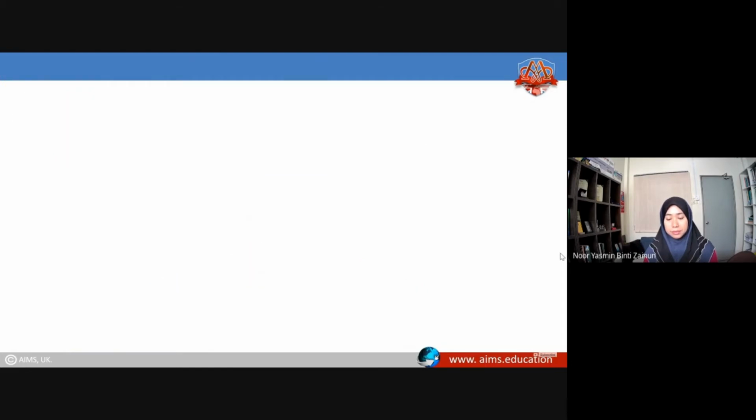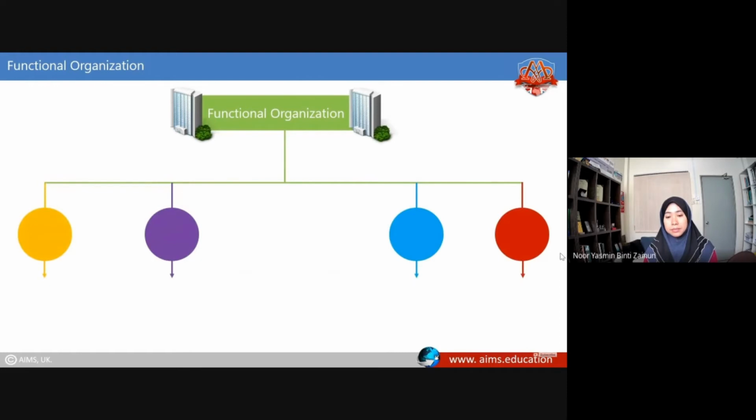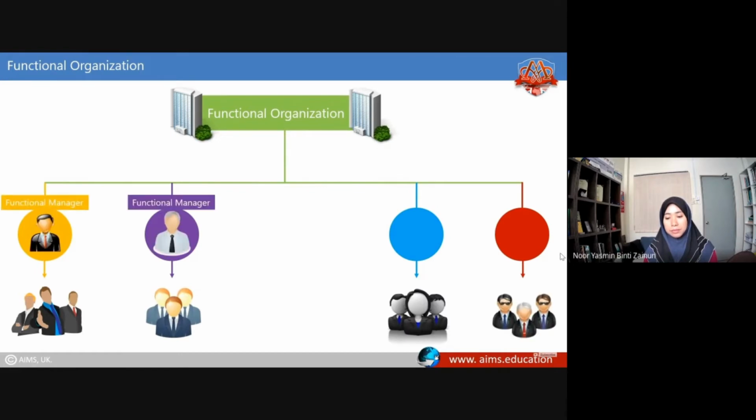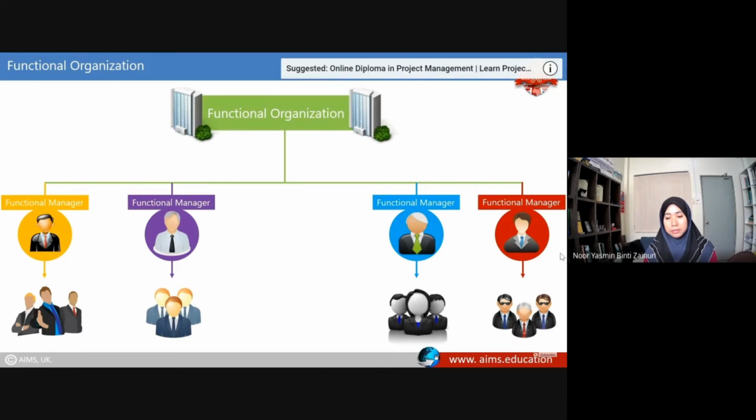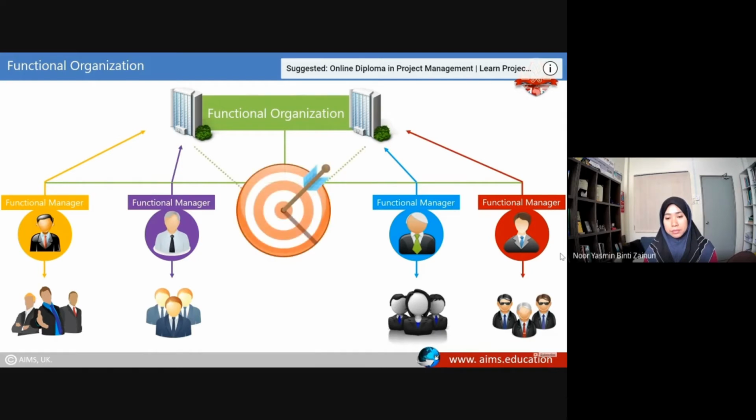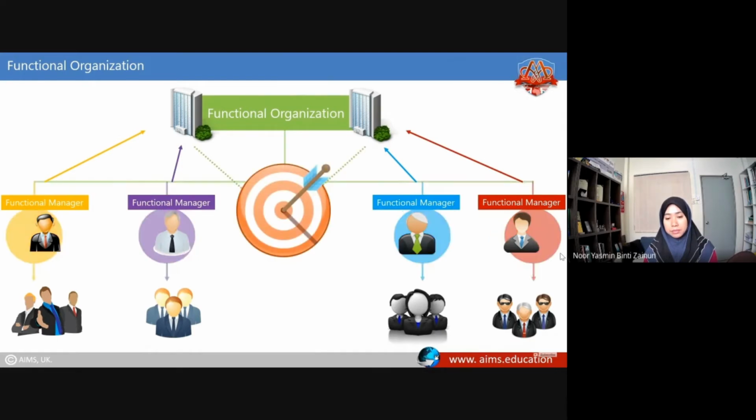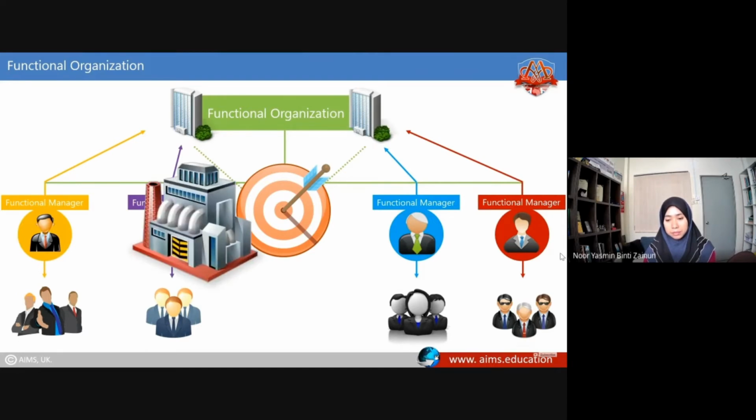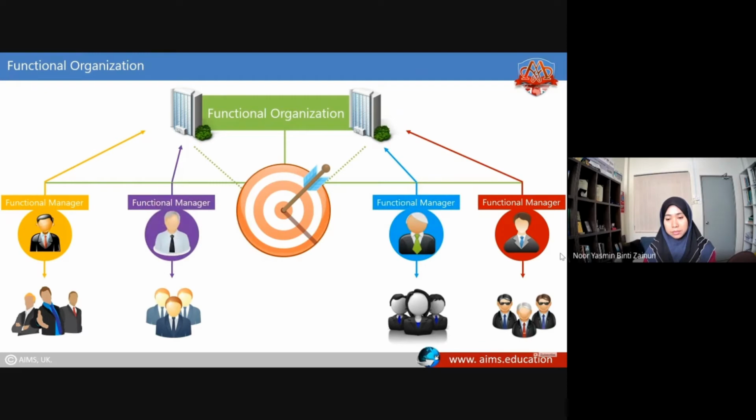Now, let us understand the functional organization. A functional organization structure is a hierarchical type of organizational structure, wherein people are grouped as per their area of specialization and supervised by the functional manager with expertise in the same field. This way, their skills can be effectively utilized, and the organization's objective can be achieved. The functional organizational structure is suitable for an organization which has ongoing operations, such as manufacturing and production. A functional organization is divided into various specific departments, like human resource, marketing, finance, and operations.